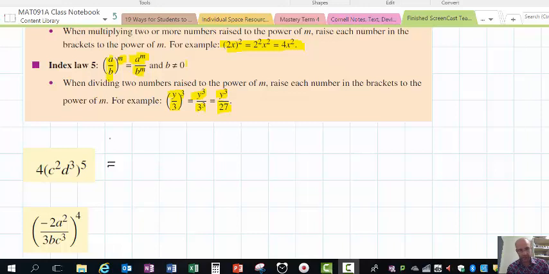Quick examples. These ones are probably average to harder than average. This one here, you need to be super careful. Be careful, because not everything is raised to the power 5 in this first example here. So the 5 operates on everything that's in the brackets, but not that 4 on the outside. If it was operating on the 4, the 4 would be inside the brackets. Understand? So we have 4 times c squared to the power 5 times d cubed to the power 5.